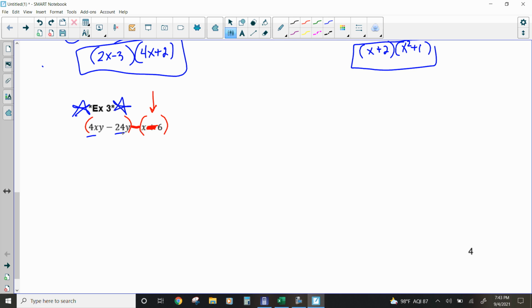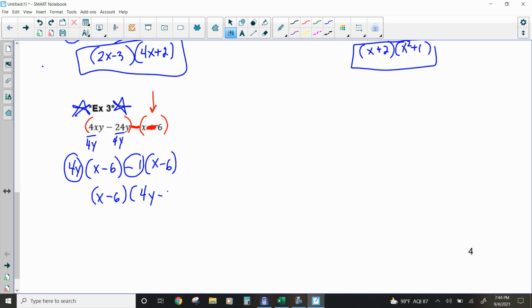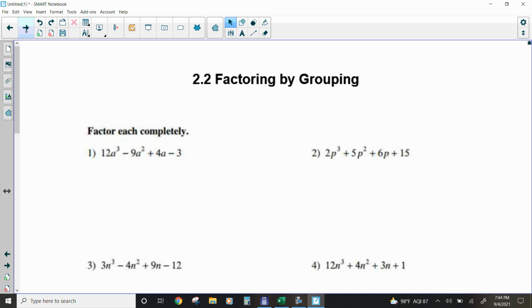So now what we're going to do is take out the GCF of the first set. It looks like we can take out a 4 and a y. So I'm going to pull out 4 and a y from each one. It goes in the front. And then we're going to be left with x minus 6. Now in that parentheses, we already have an x minus 6, so I'm going to put a 1 in front and then an x minus 6 right here. I've got the two matching x minus 6's. So I'm going to put x minus 6 in one parentheses. And then I'm going to use these two GCFs to create the second parentheses. So I'm going to have 4y minus 1. Then that's my answer.